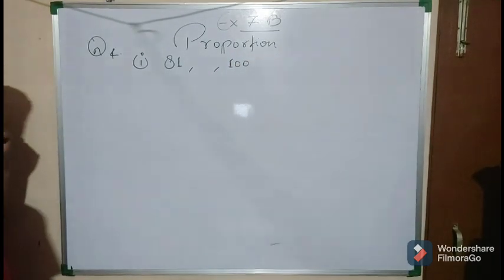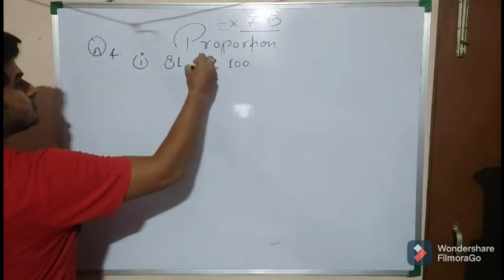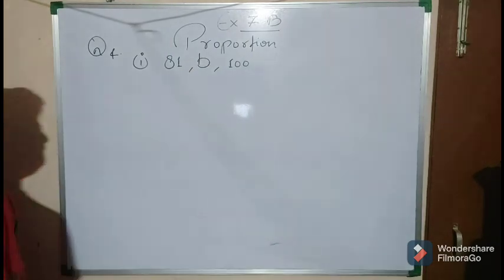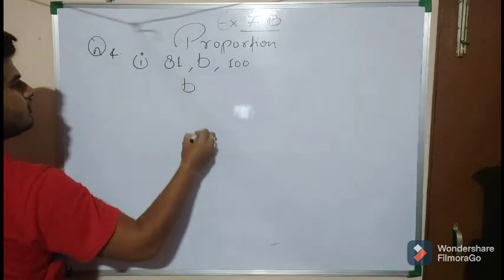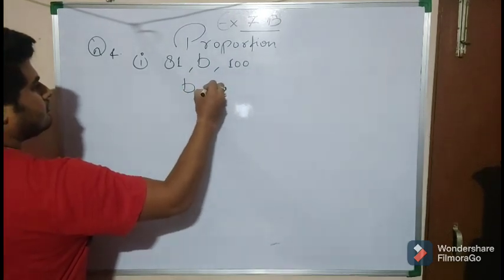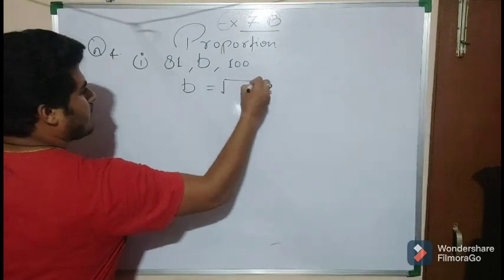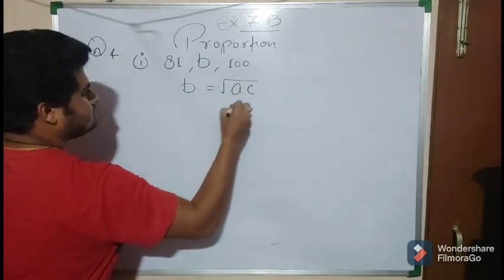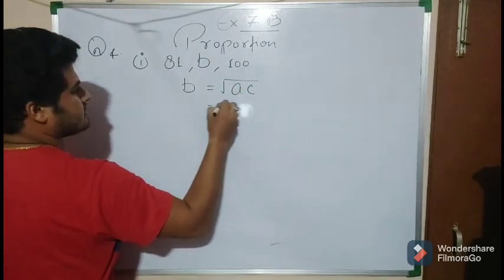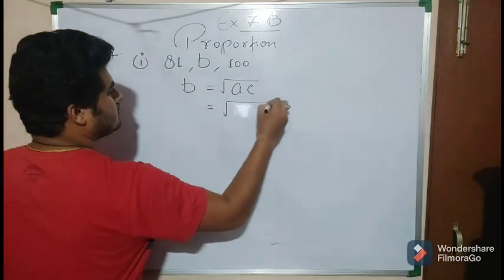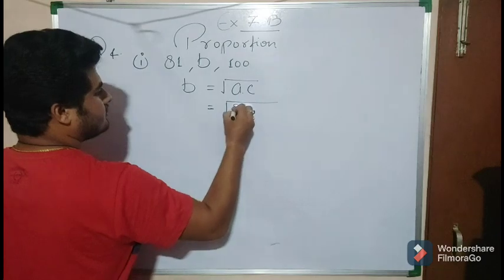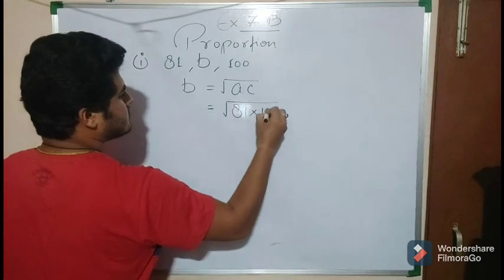81 and 100. Let that mean proportional be B. According to the formula, if they are in continued proportion, B is equal to the square root of A into C, where A and C are the first and third proportion values. So A is 81 and C is 100.